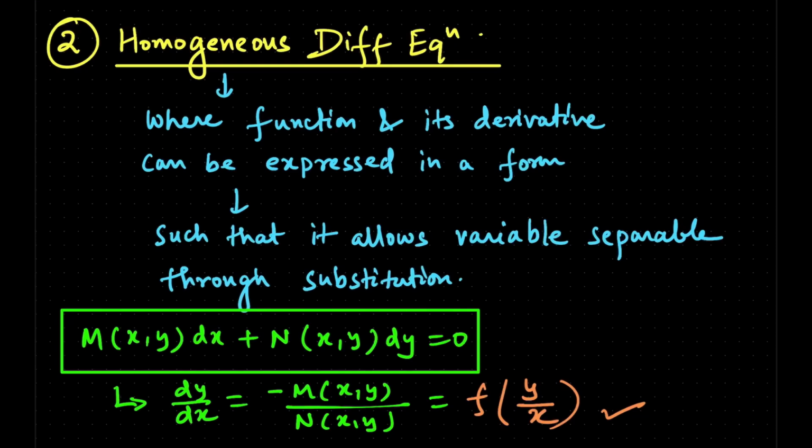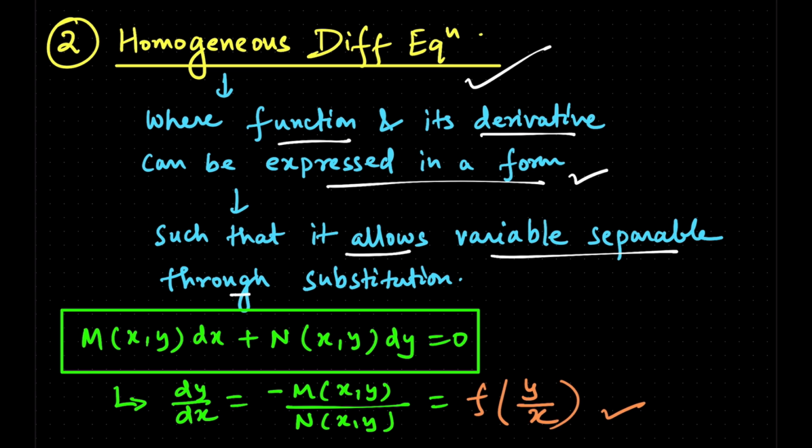Okay, so now let's discuss the homogeneous differential equations. Homogeneous differential equations are those types of differential equations where the function and its derivative can be expressed in a form such that it allows the variable separable method through substitution. If we express it in a particular form, the form is like this.